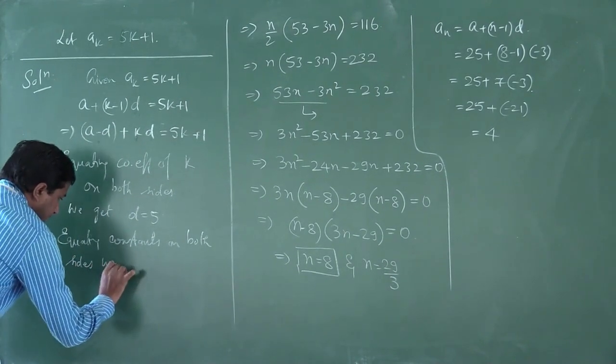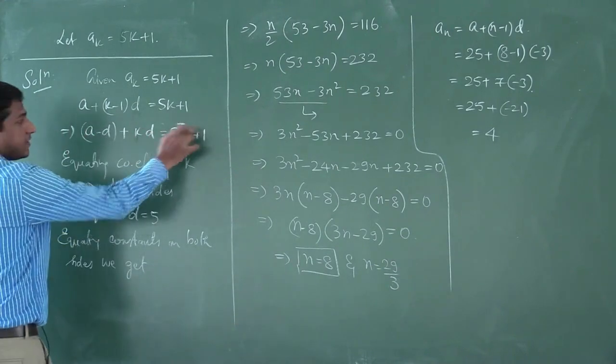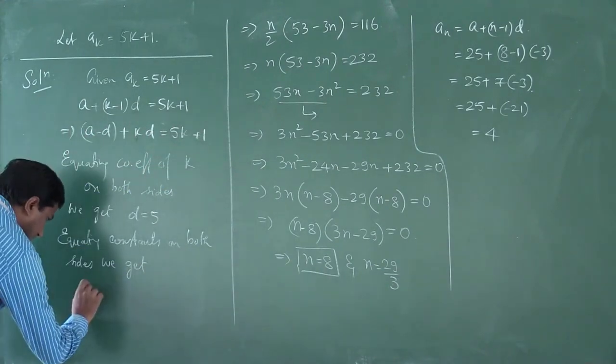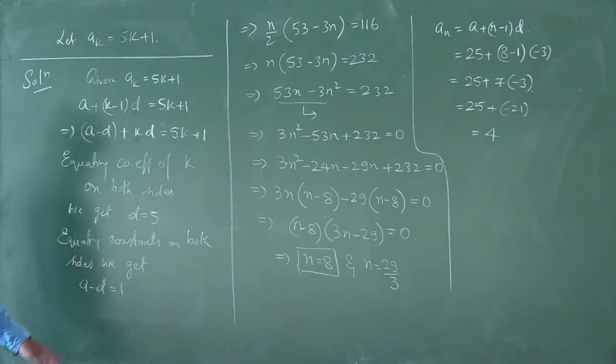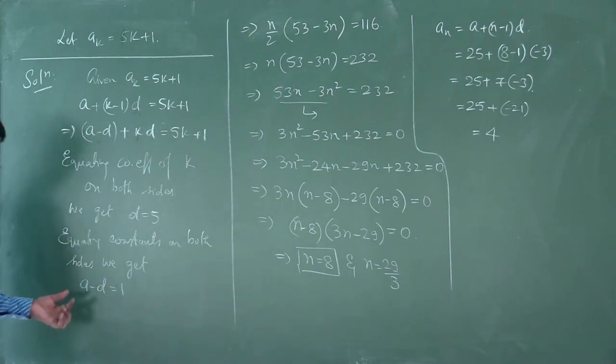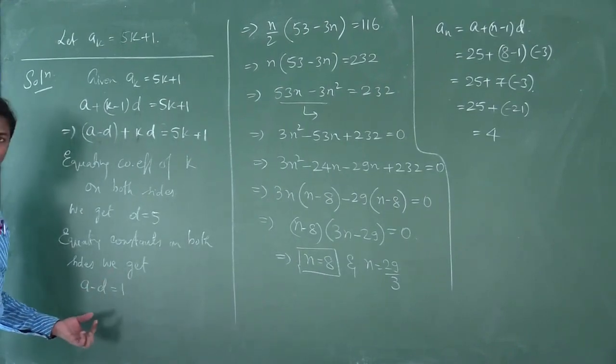What do we get? We get a minus d equals 1. Now, what is the value of d? The value of d is 5. I substitute the value of d here to find out the value of a.